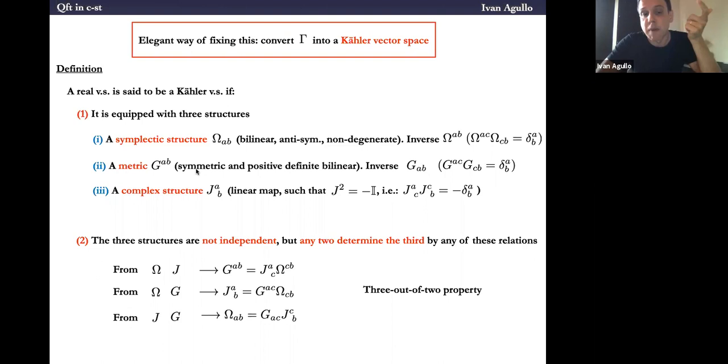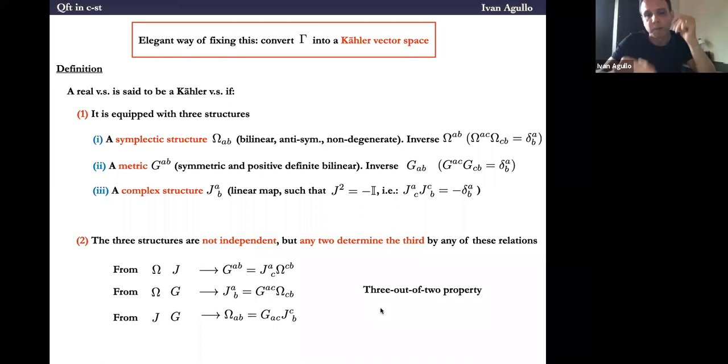For instance, if G, the metric, can be obtained by multiplying J and omega in this particular form. Or if J can be obtained from G and omega, sorry, I said gamma, omega, by multiplying them in this particular form, or omega can be obtained from G and J. So only two of them are independent. And so this is what is called the 2 out of 3 property. A Kähler vector space has these three structures, but two determine the other. Any two determine the other.